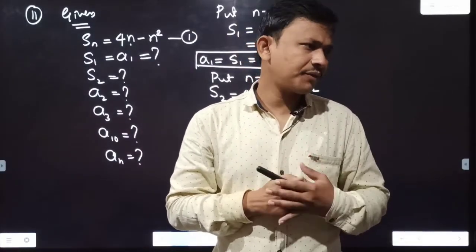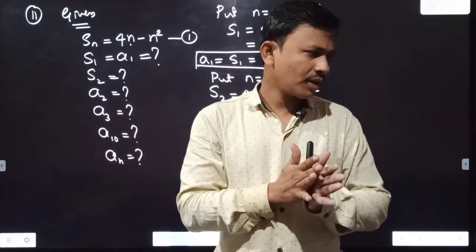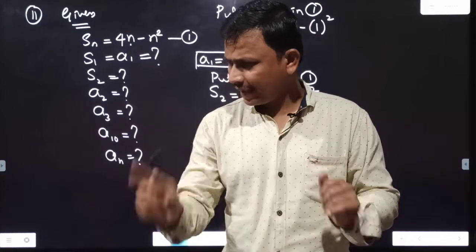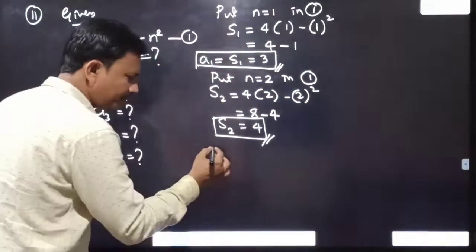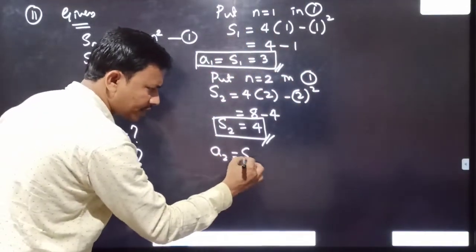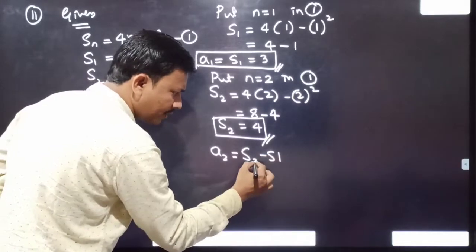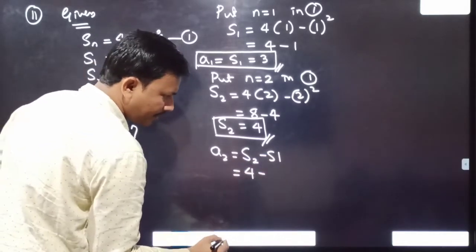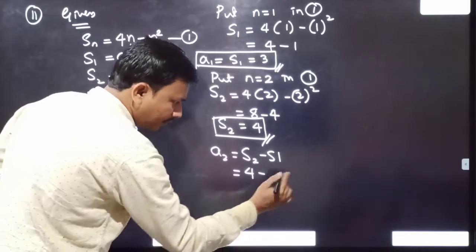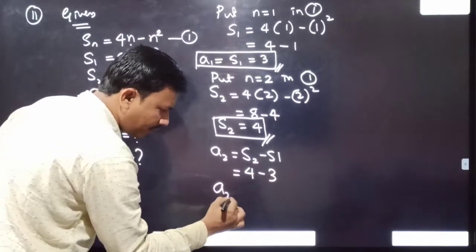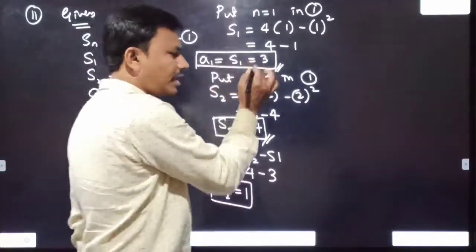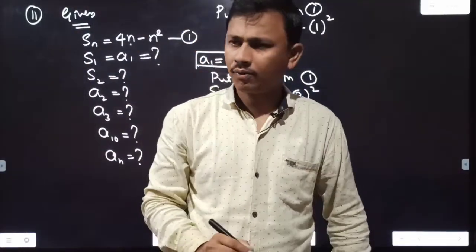Next, what we need to find out? A2. What is the formula for A2? S2 minus S1 is nothing but A2. The second term A2 is equal to S2 minus S1. What is the second term here? 4 minus, what is the first term? 3. Correct? What is the A2 value? 1. A1 is equal to 3. A2 is equal to 1.